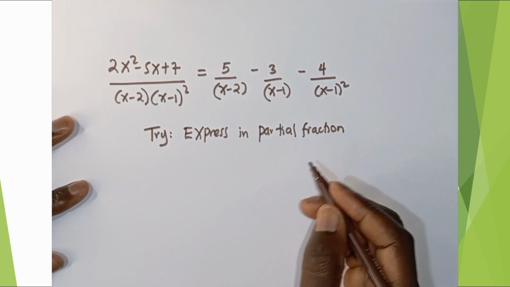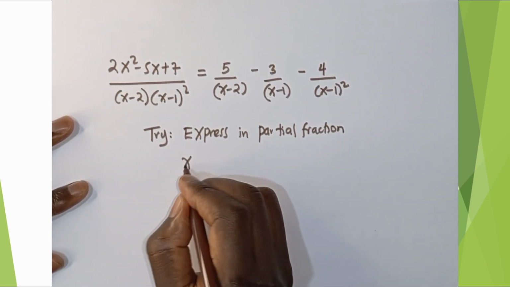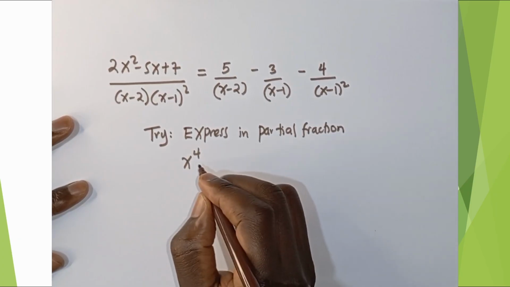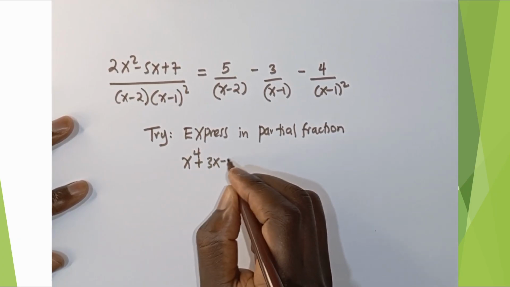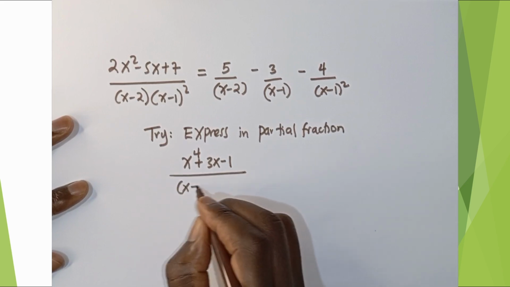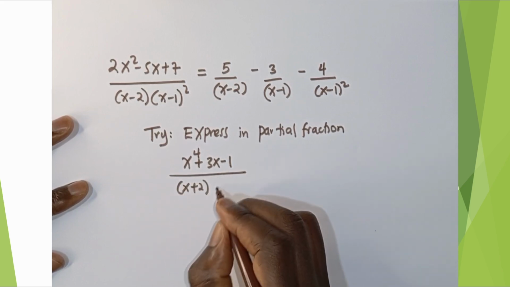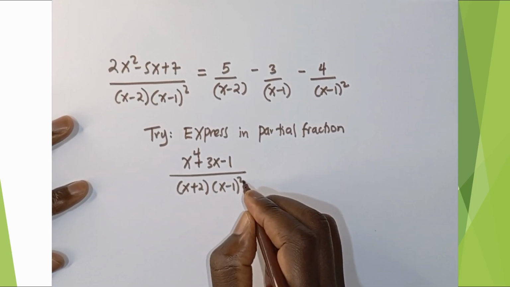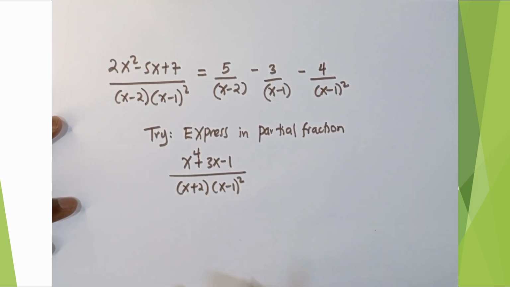So express in partial fraction, what are you expressing? x to power 4 plus 3x minus 1 out of x plus 2 into x minus 1 everything squared.